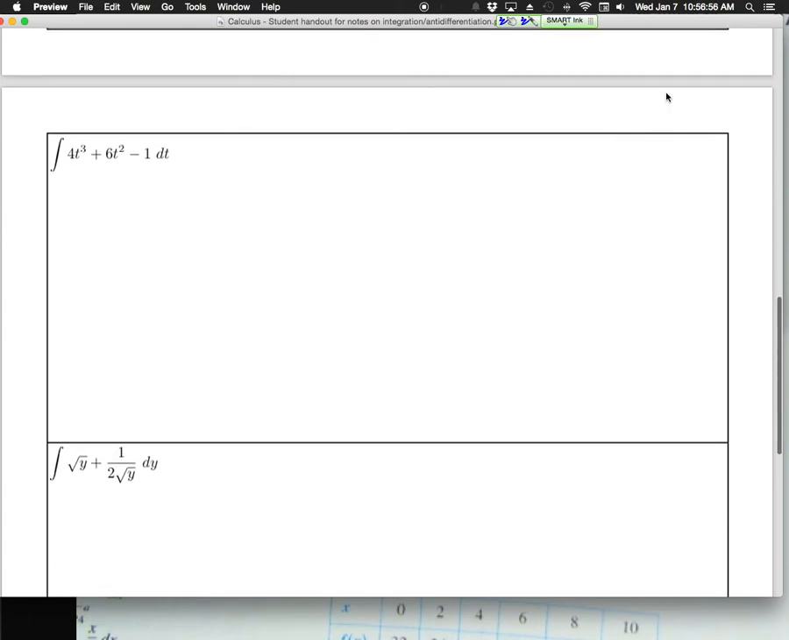Next one. I want to integrate 4t cubed plus 6t squared minus 1 dt. 4t cubed plus 6t squared minus 1 dt. All right, Brady. 4t to the fourth over 4. 6t cubed over 3 minus 1 times t. T plus c. Very good.